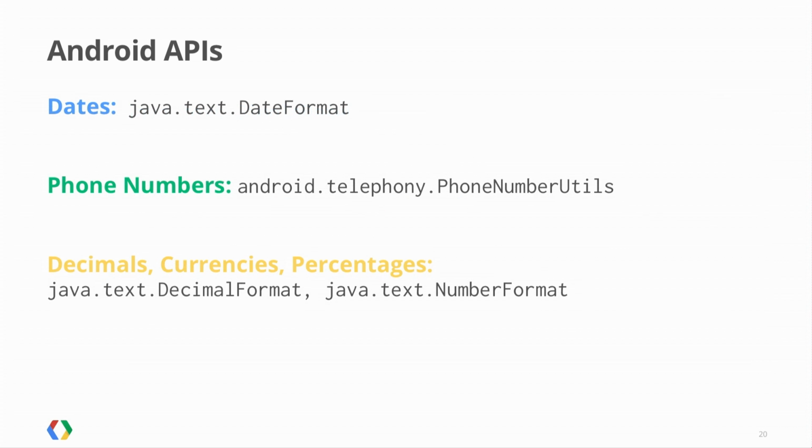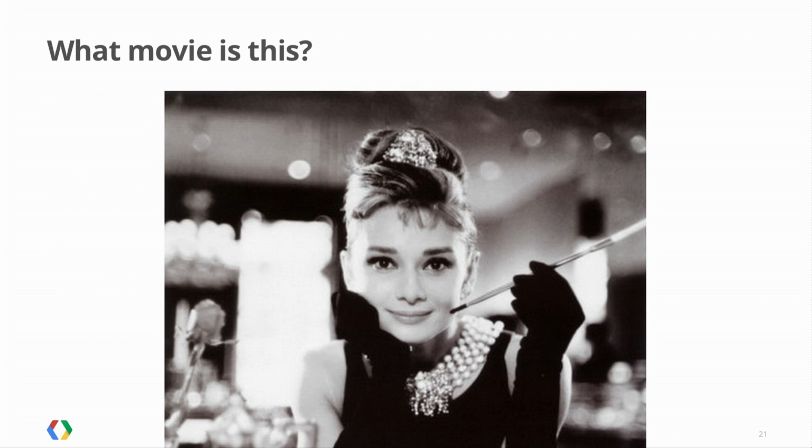Android APIs also support internationalization of other values, such as phone numbers, decimals, currencies, and percentages. And you can use the libraries below to make these values internationally friendly. Now, the last tip is also pretty important. And to demonstrate, I'll show you an example of how Google did it wrong. Does anyone know what movie this is?